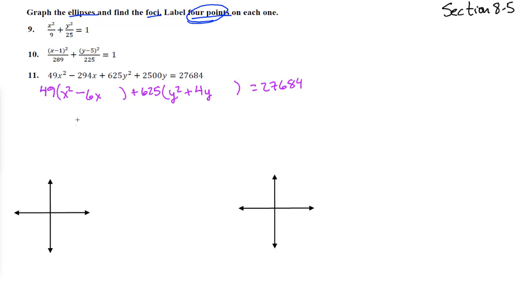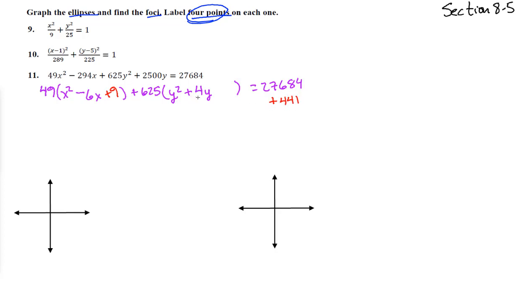Okay, hopefully it works. All right, try to make this into a perfect square because if it's a perfect square, we can do it. Half of 6 is 3, squared is 9. We added 9 to this side, but it's really we added a 49 times a 9. So we have to add here 441. That's 49 times 9. That's how much we actually added to the left-hand side of the equation. So we have to make sure and add that to the right side of the equation.